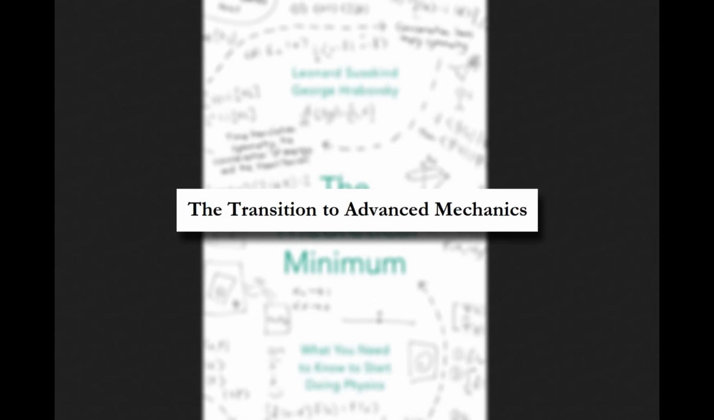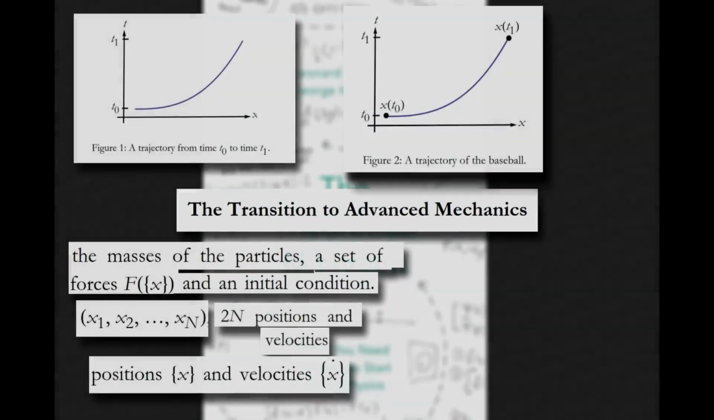If there are a total of n coordinates, x1, x2, x3, till xN, then initial conditions consist of specifying the 2n positions and velocities. For example, at an initial time t0, we can specify the set of positions x and the set of velocities x dot, and then solve the equations to find out what the positions and velocities will be at a later time t1. In the process, we will usually determine the whole trajectory between t0 and t1. See figure 1. Figure 1, a trajectory from t0 to time t1.